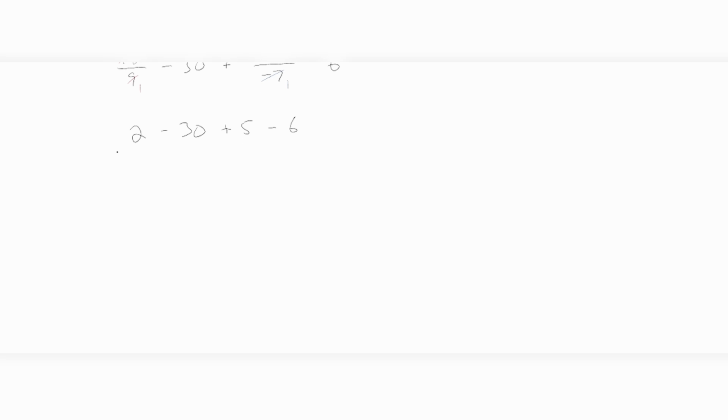And again, I'm looking at this as 4 terms, a 2, a negative 30, a 5, and a negative 6. I could rearrange them however I want, as long as they own the sign in front of them. 2 plus 5 is 7. Negative 30 minus 6 would be negative 36. And this leaves me with negative 29.